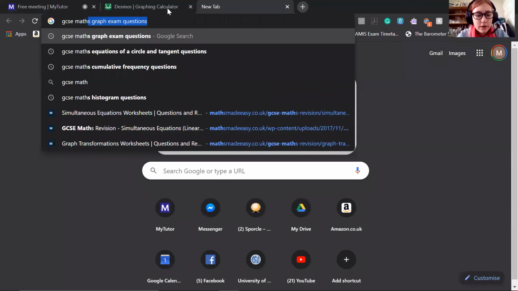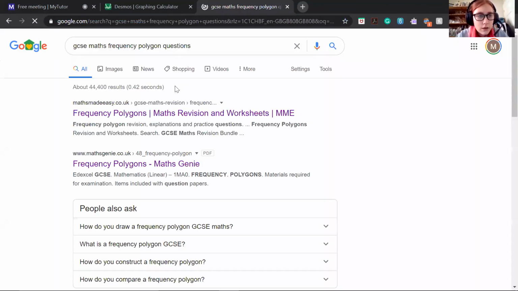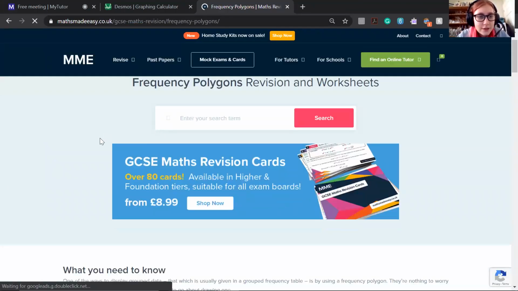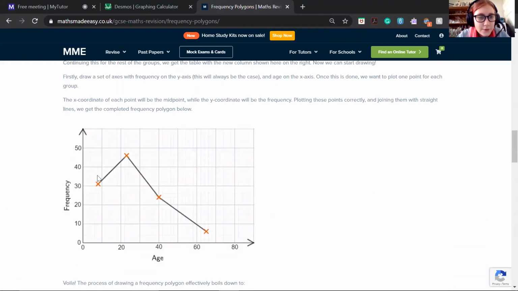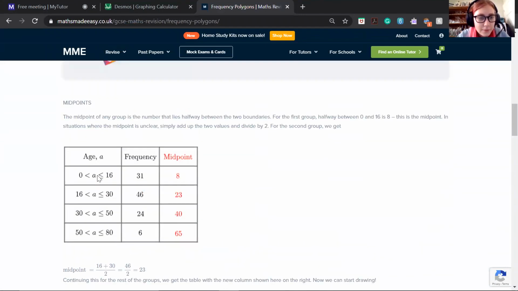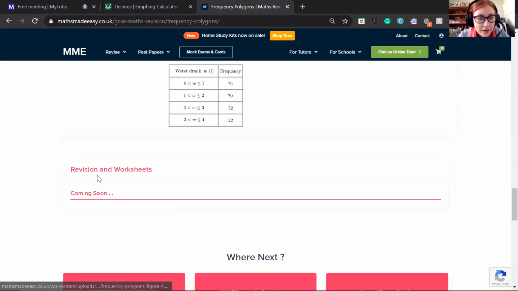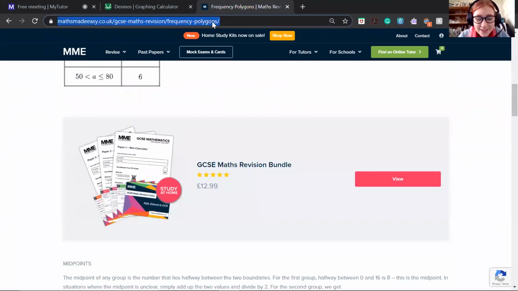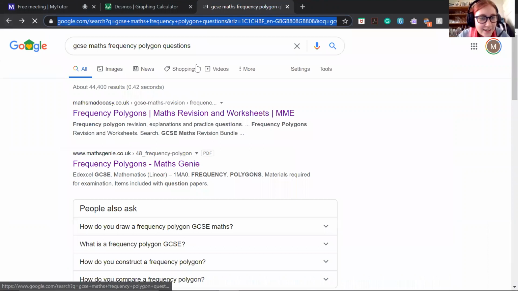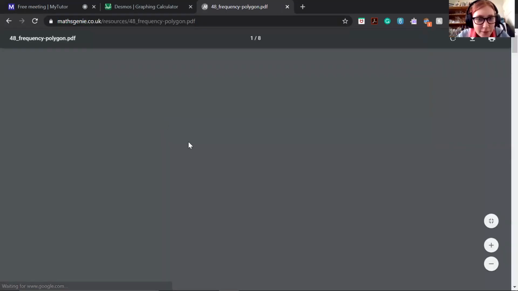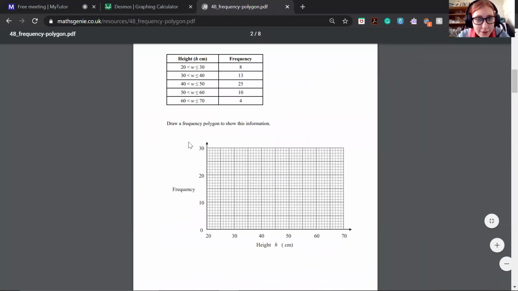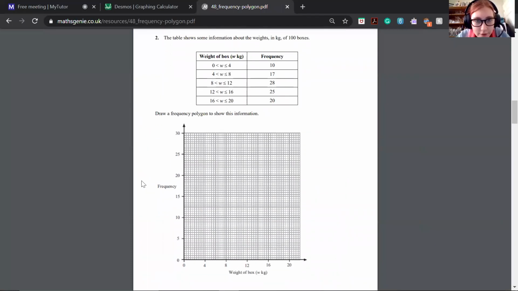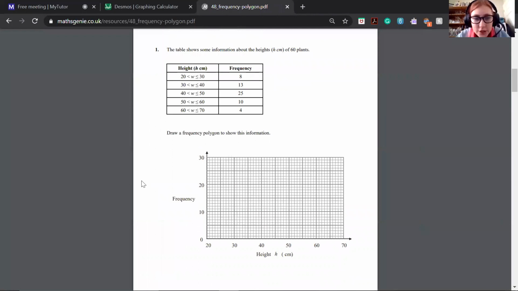So my computer knows what I want to search for. So frequency polygon, let's do it from, I want a question on it. I want one with a blank graph so that I can draw it myself. Here we go. And I want one with different widths. No, I don't think I'm going to get one. Let's just do it on here.